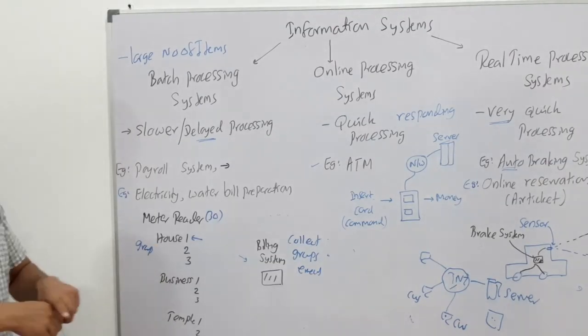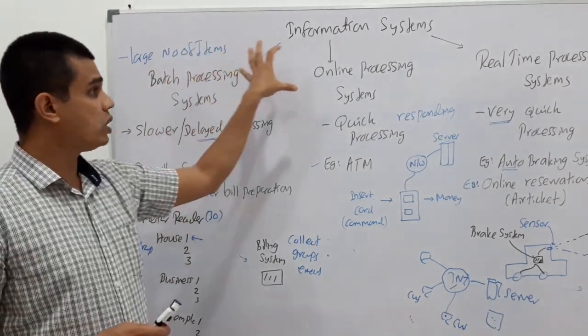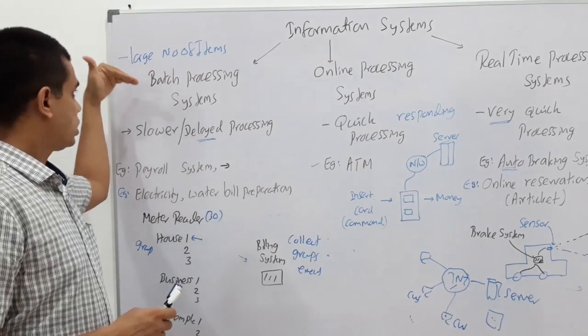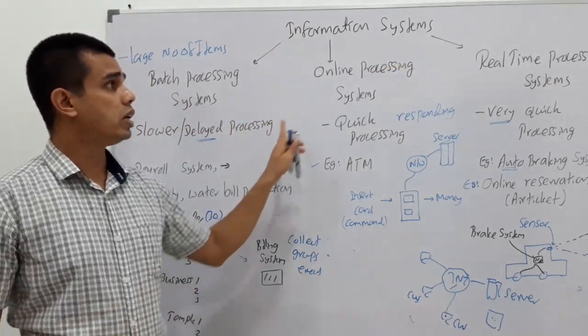I think you are clear with the three concepts. The information systems are in three categories based on the way they process: batch processing, online processing, as well as real-time systems.